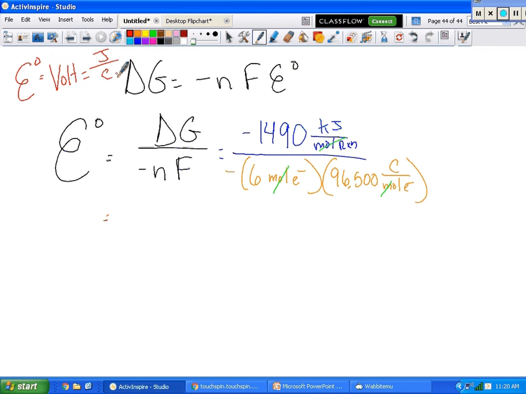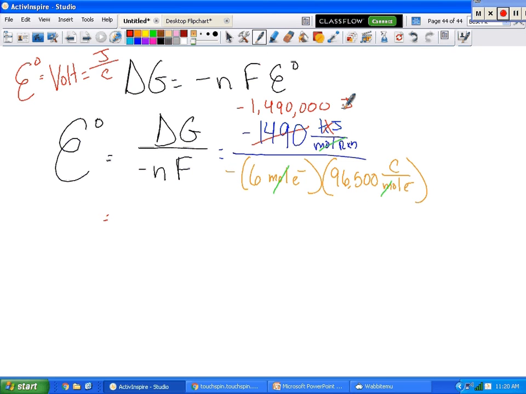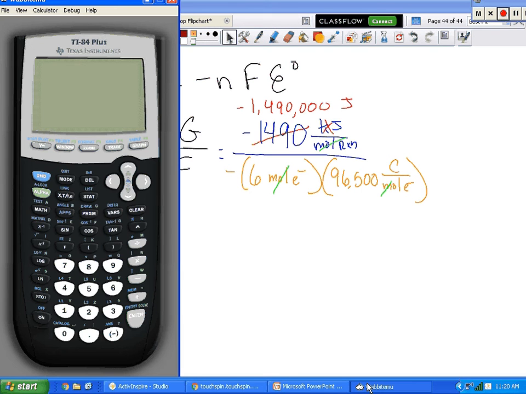So let's change this to negative 149,000, because it's like she said, it's got to be a joule per coulomb to technically be a volt. Otherwise, it's a kilovolt. That's what I would do.